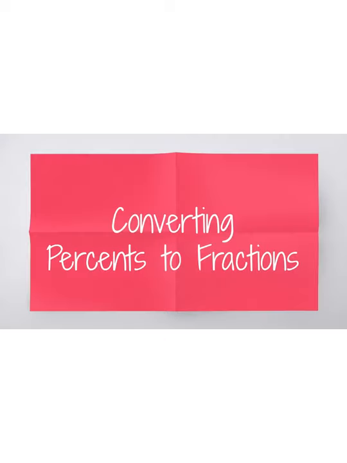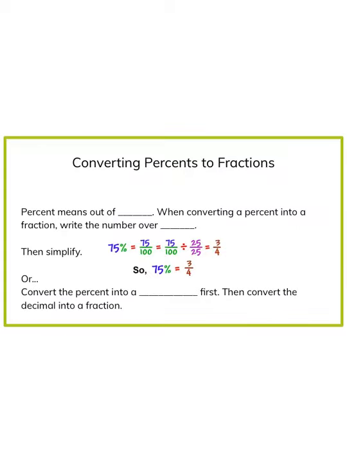Now we're going to learn how to convert percents to fractions. Percent means out of 100. When converting a percent into a fraction, we will write the number over 100. After we write our fraction, we need to simplify. In the example to the right, we see 75%. We know that percent means out of 100. So the fraction was written as 75 over 100.